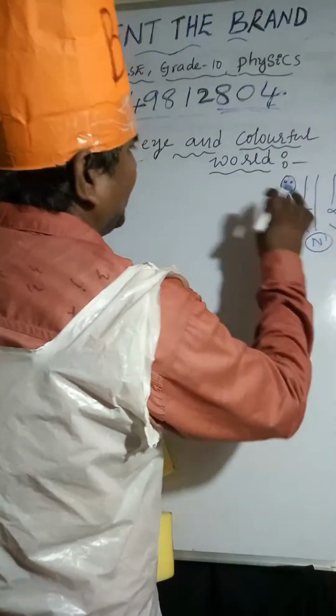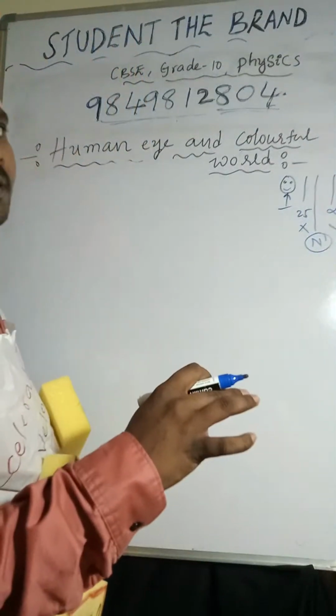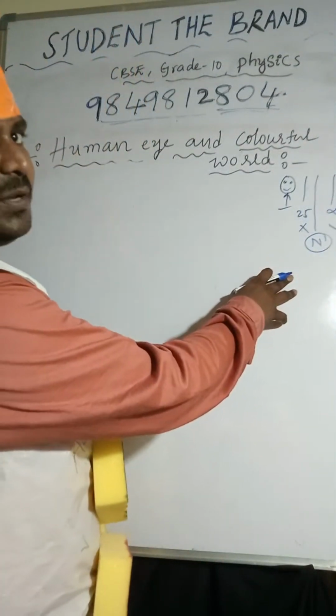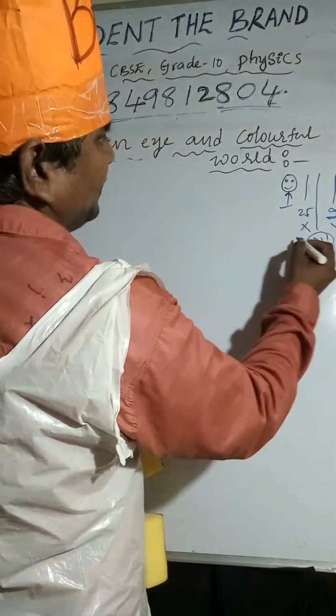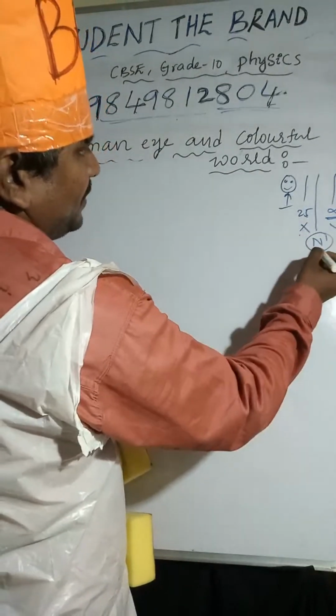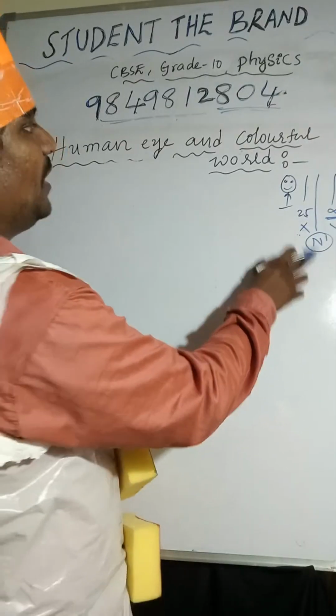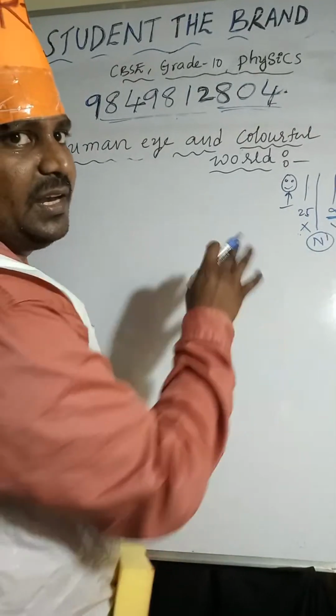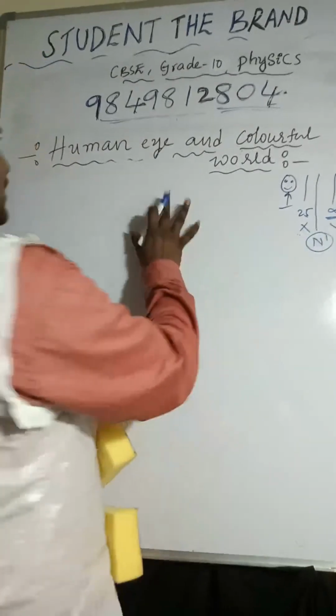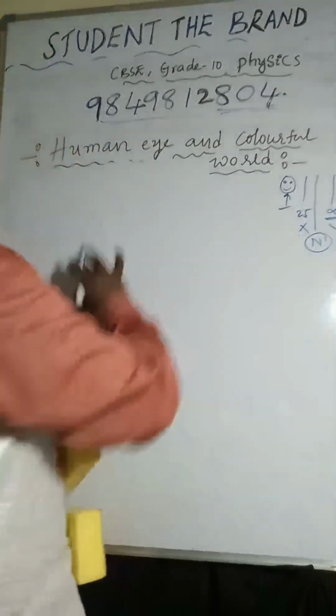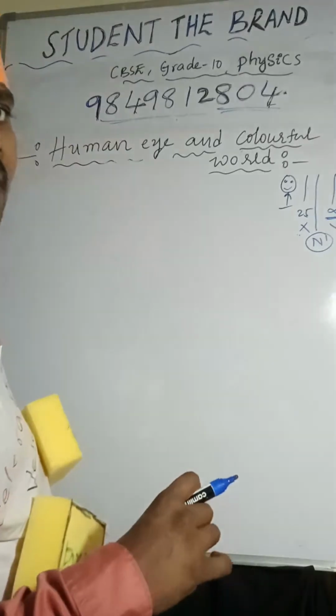That is the near point of a hypermetropic person. Infinity he can see, 25 he can't see, but between 25 and infinity he can see somewhere. So that is the near point of the hypermetropic eye. So we'll draw the same situation in the diagram.